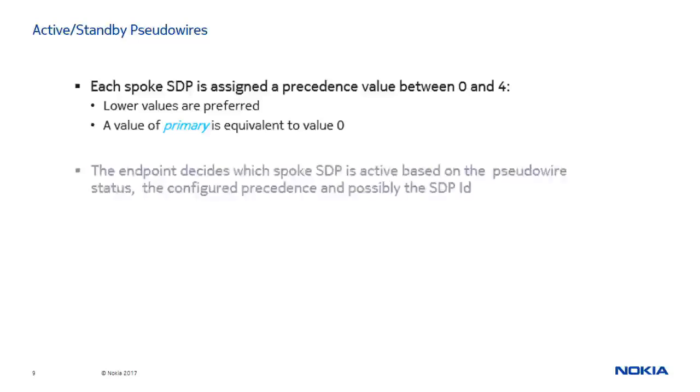From all spoke SDPs associated with the same endpoint, the router selects only one as active. The selection is first based on the health status of the pseudowire, which is based on the pseudowire status reported from the local SAP and remote peering routers. If the health status is tied, the pseudowire with the lowest numerical precedence value is selected. And in the case of another tie, the one with the lowest SDP ID is selected.